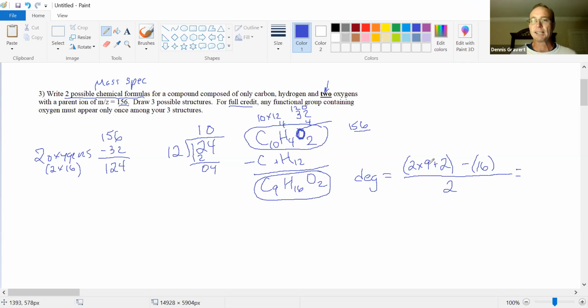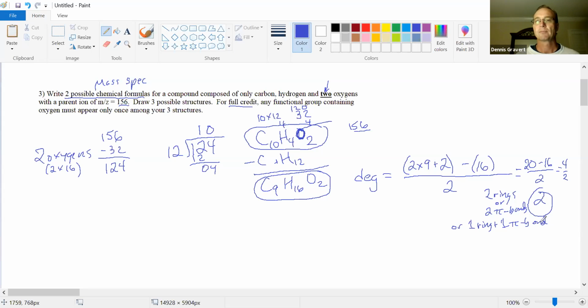Excuse me. 2 times 9 is 18, plus 2 is 20. 20 minus 16 is 4. 4 over 2 is 2. We have 2 degrees, and that means the molecule should have 2 rings, or 2 pi bonds, or 1 ring and 1 pi bond. Cool. All right, so that gives us some ideas for drawing those 3 structures. The other thing to remember, the other requirement is every time you put an oxygen in the molecule, identify what its functional group is and don't repeat it.